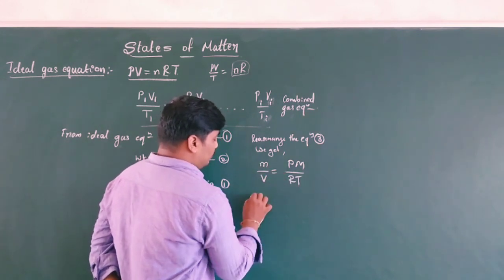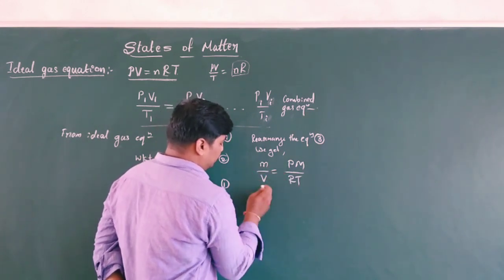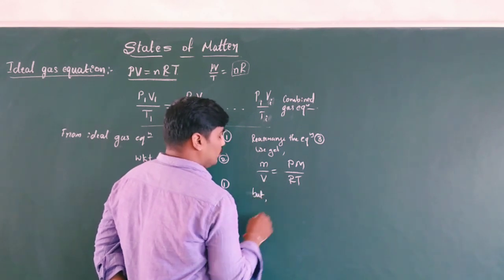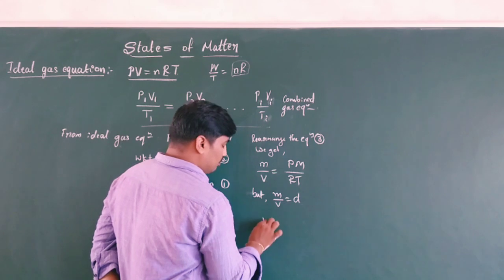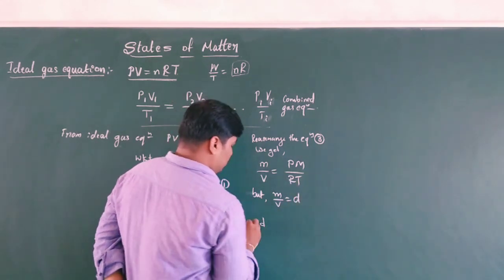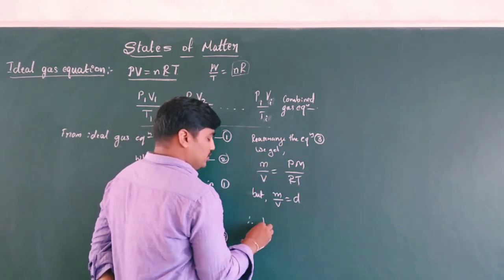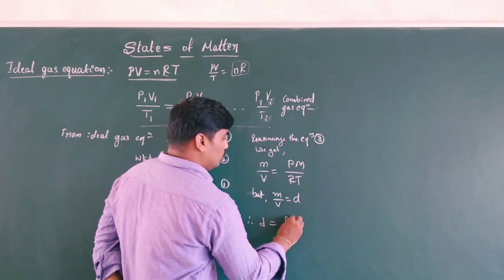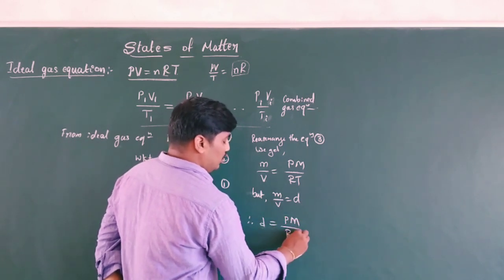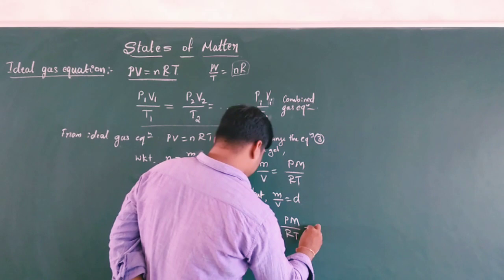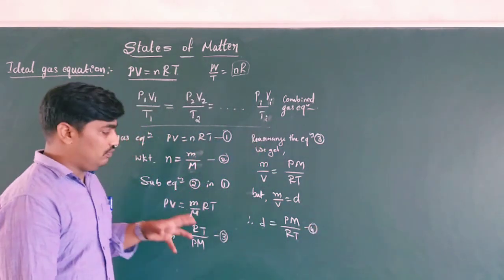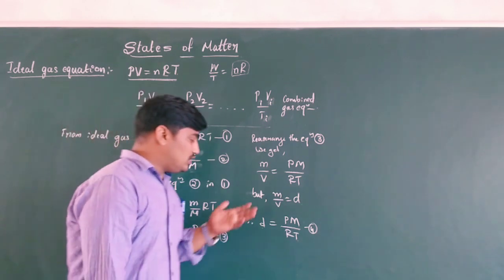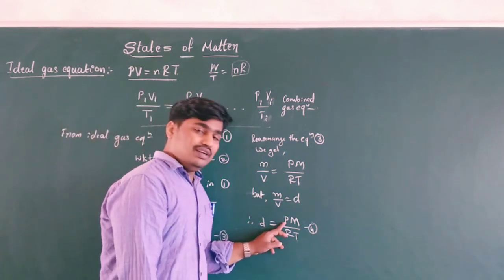But m by V, mass by volume, is equal to density. Therefore, m by V is equal to d is equal to PM by RT. It is equation number 4. Just observe equation number 4. What we get in this equation: pressure is variable.